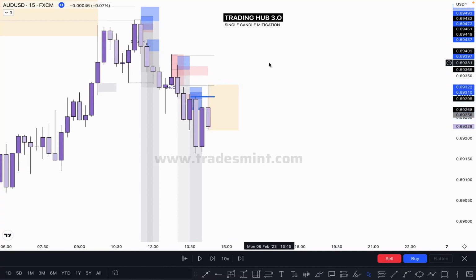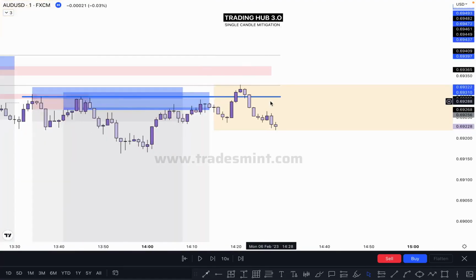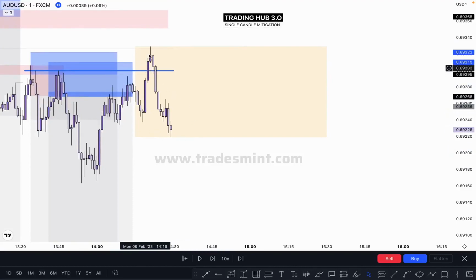In this case, you have to switch to the 1-minute time frame to see exactly where our 1-minute refined order block is. So this one is our 15-minute shadow, and where is our unmitigated order block in this scenario? Look at this one.